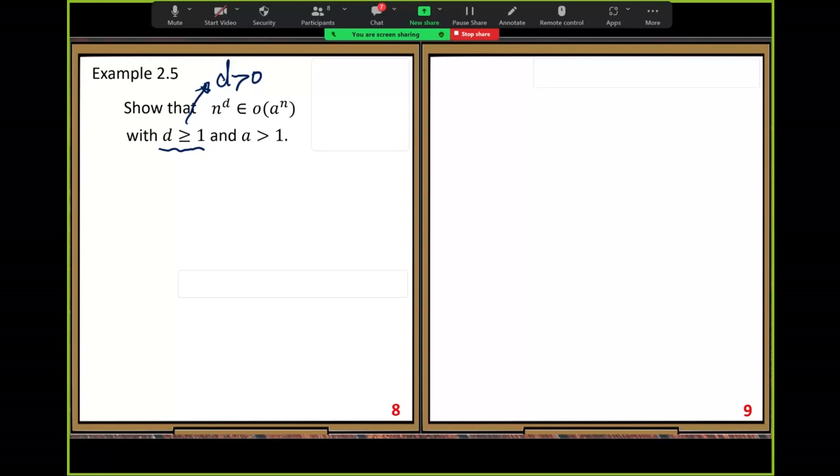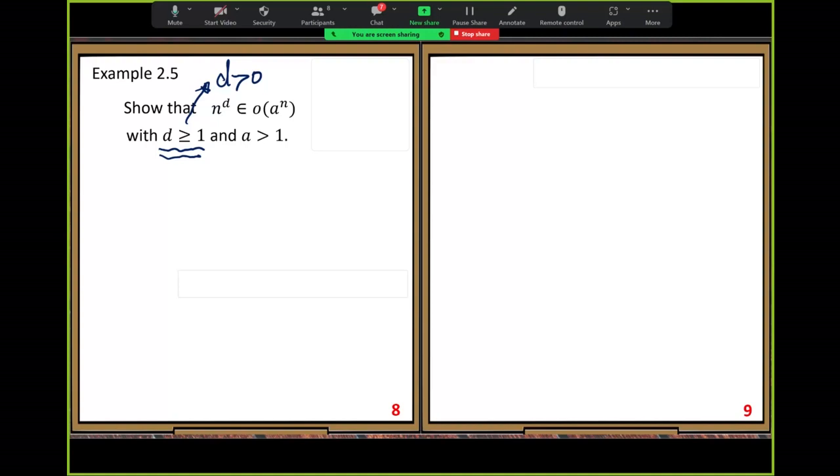But here, the reason I use d greater or equal to 1 in this version is that first I want to consider integer d greater or equal to 1. Actually d is not necessarily an integer. For example, n to the 2.5 is still okay. But for this question, in order to show this result with L'Hopital's rule, I want to use the integer case.